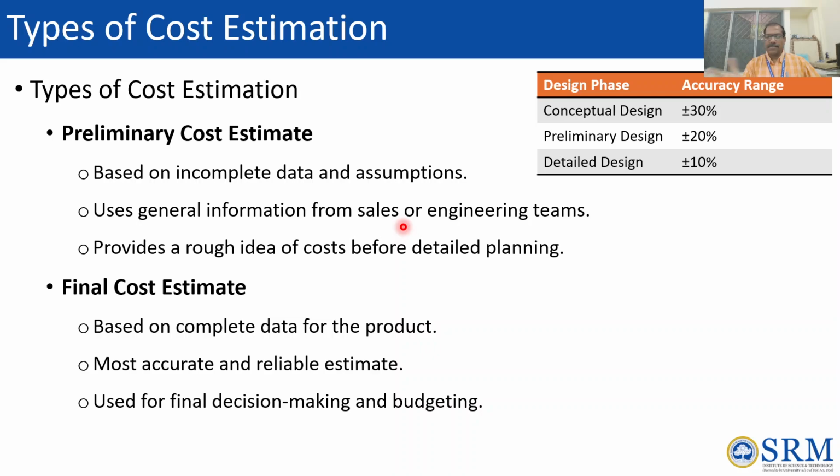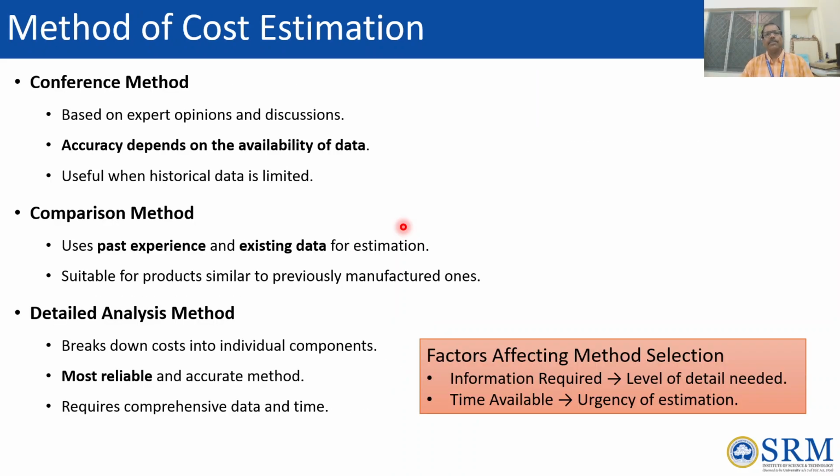Okay, the percentage may vary by one or two here and there, but overall, for the conceptual design we can provide the cost estimation with plus or minus 30%, preliminary design with 20%, then detailed design with 10%. So these are the basics about types of cost estimation. Then, what are the methods of cost estimation? We have three major methods available: the conference method, the comparison method, and the detailed analysis method.